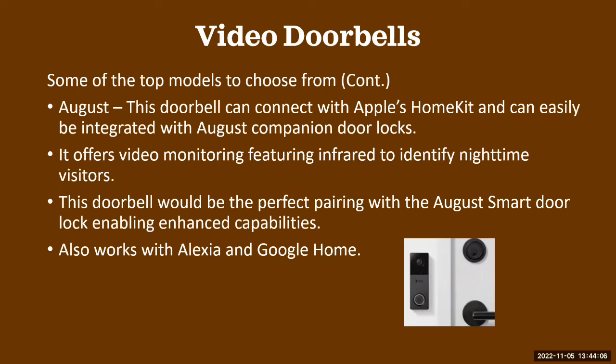August also makes a doorbell that can connect with your Apple HomeKit and can easily be integrated with August companion door locks. It offers video monitoring featuring infrared to identify nighttime visitors. This doorbell would be a perfect pairing with the August smart door lock, enabling enhanced capabilities. It also works with Alexa and Google Home.